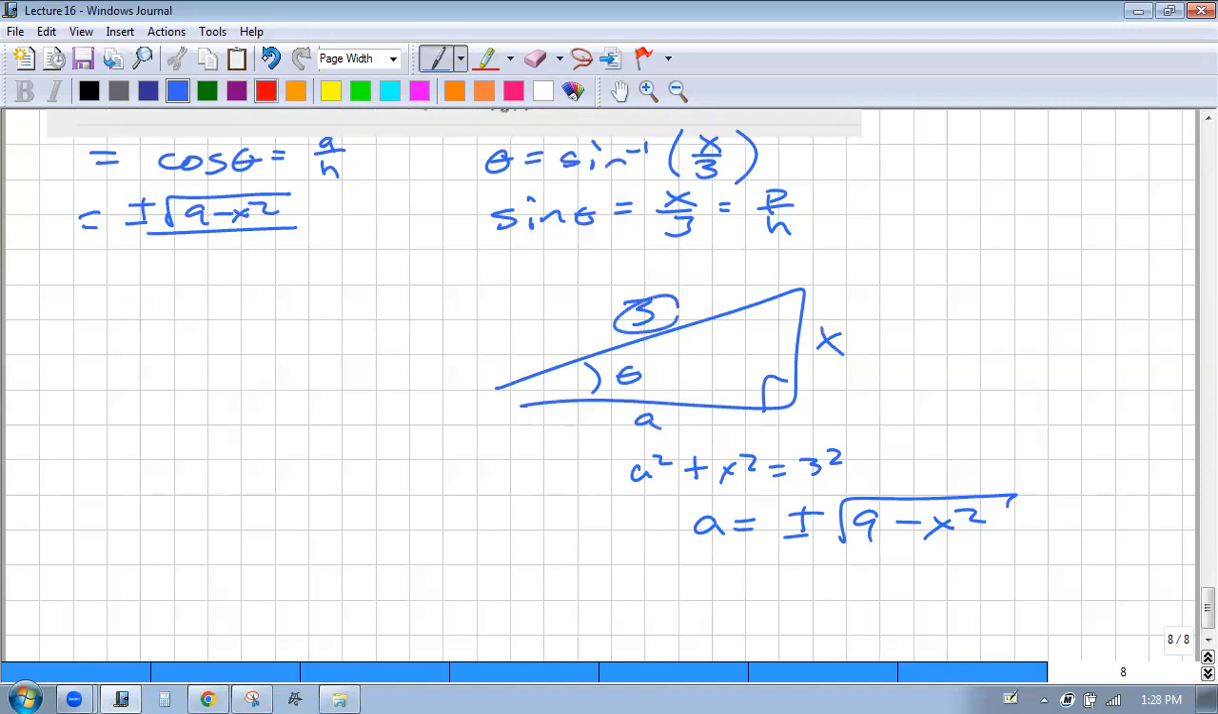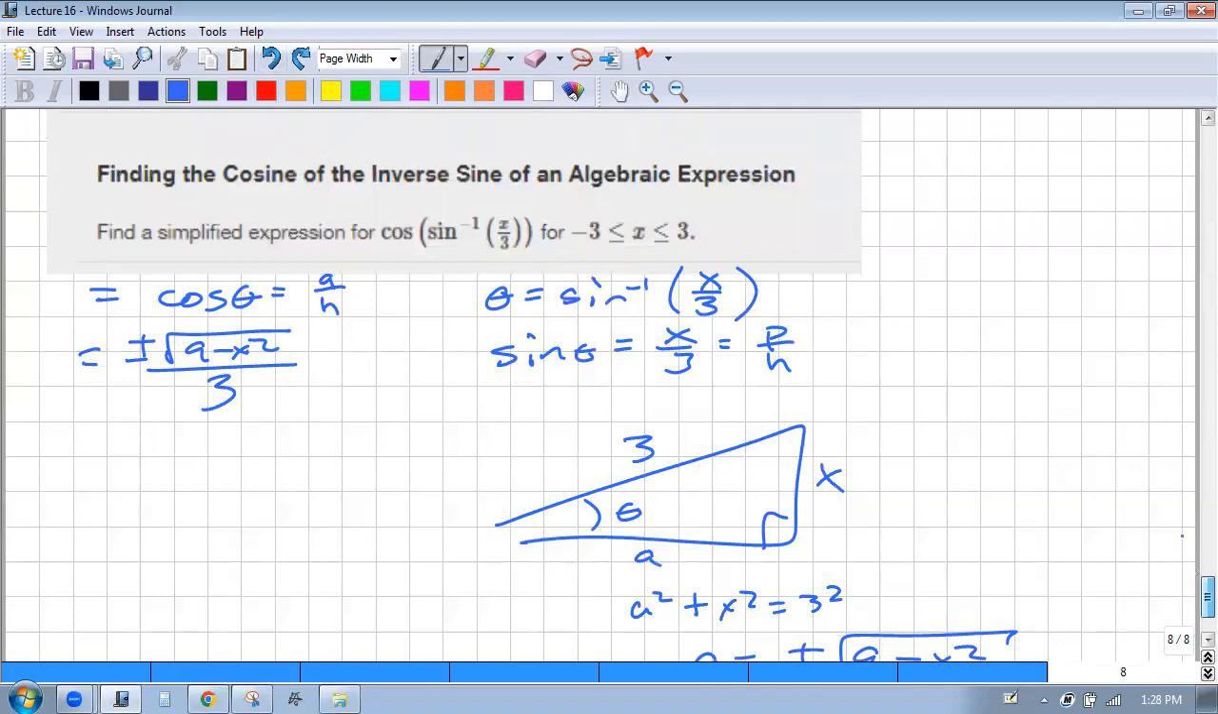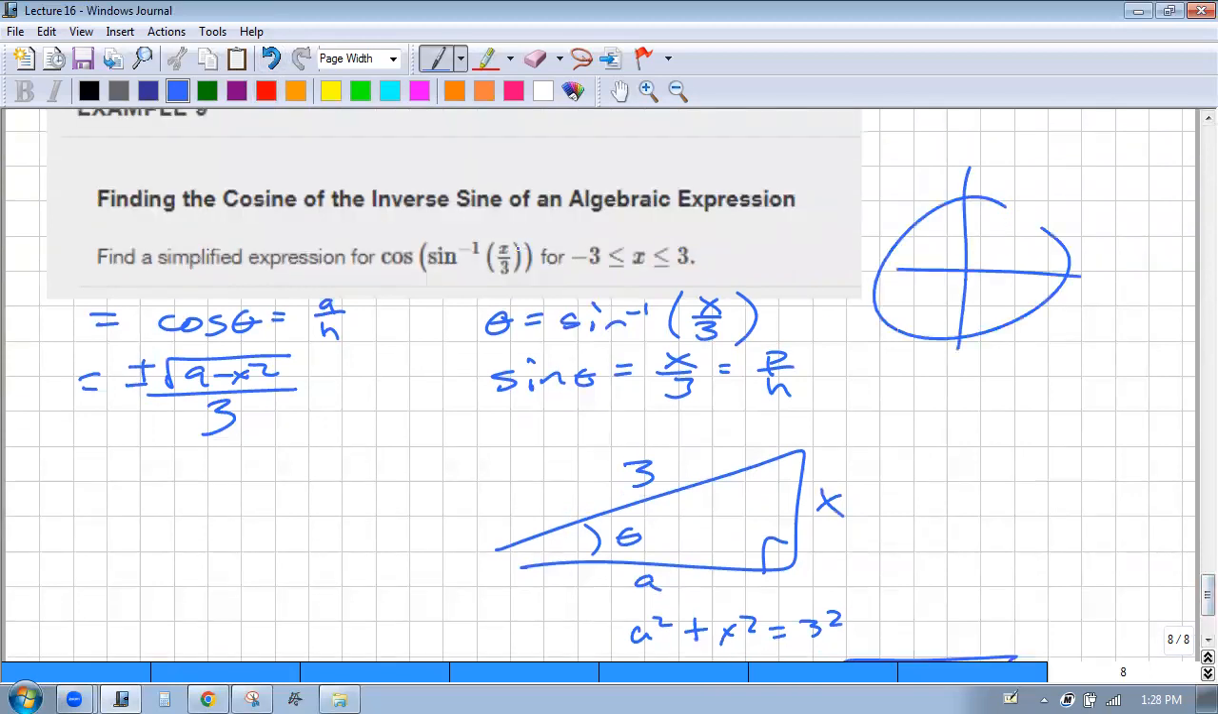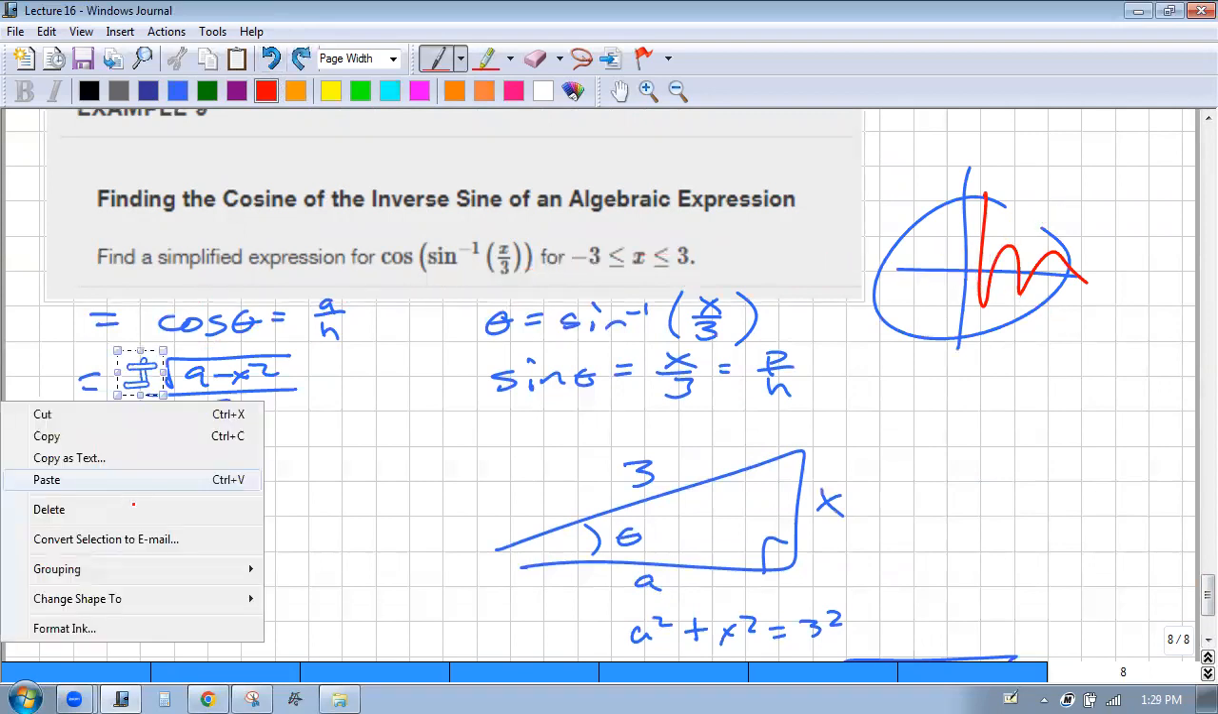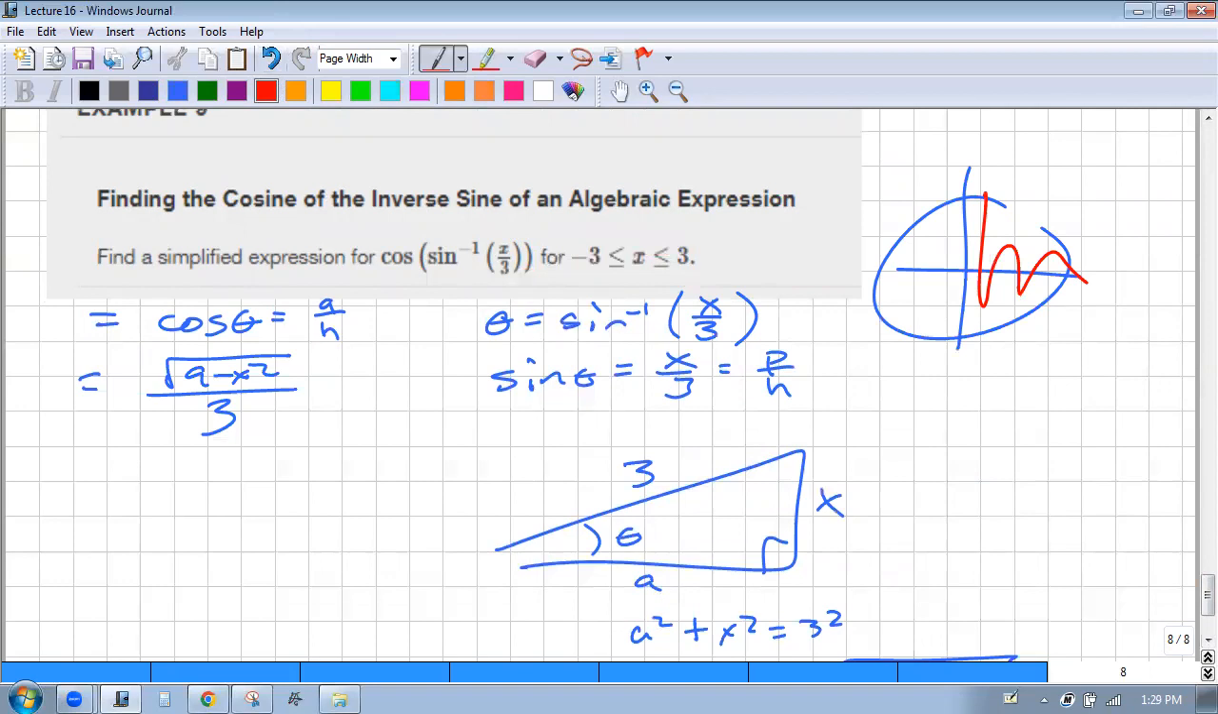So this guy is adjacent side over hypotenuse, but which one is it, the positive or the negative? Okay, well, what do we know about this angle? We know it's sine inverse of something. Well, sine inverse always gives you something over here, and cosine is always positive over there. So we know it's the positive one. It doesn't matter what x is. Plug in any number you want. You can always test a number.